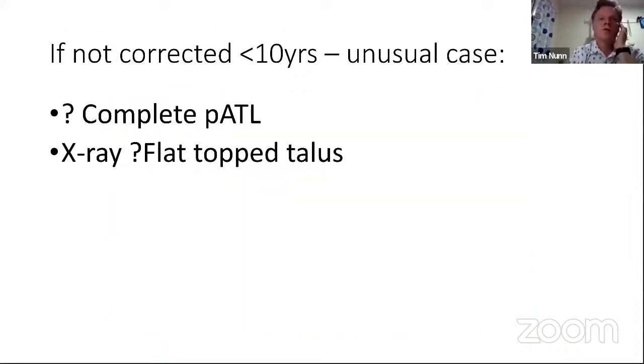So of those that are not corrected under the age of 10, I would say these were somewhat more unusual cases in our setting. We need to check whether the percutaneous Achilles tendon lengthening was indeed complete. And as I mentioned before, getting a nice cross table lateral x-ray to look at the talus morphology, I think, is important.